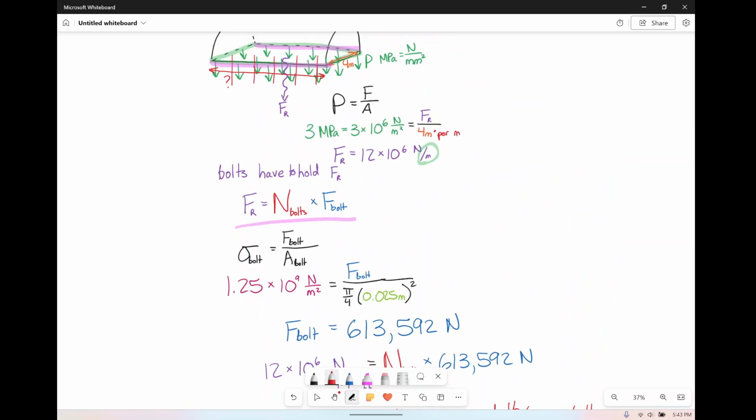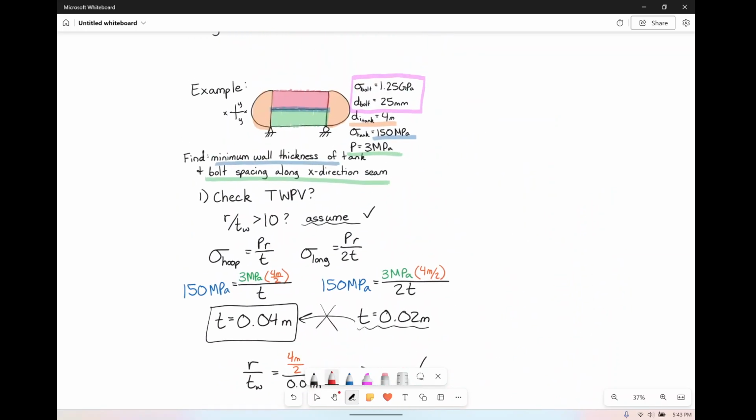So again, what did they actually ask us for? They asked us for the bolt spacing along the X direction seam. So our bolt spacing is going to be 10 bolts per meter along our X direction seam. So does it get a little bit more fun? Sure. Is the thin wall pressure vessel part of that really hard? No, I would say it's pretty easy.